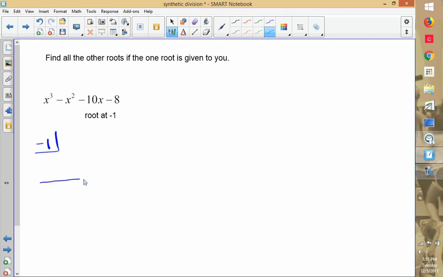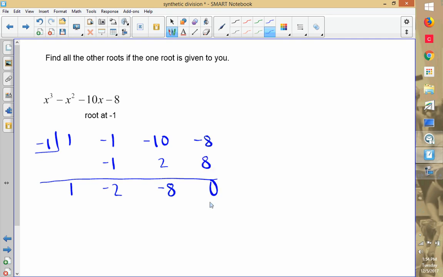We would have negative 1. We bring down our coefficients. And it's nice because I actually know this one should work out because I'm telling you, you have a root at negative 1. So you should be getting 0 over here. If not, you've done something wrong. So 1 times negative 1 is negative 1. Add negative 1 and negative 1, we're getting negative 2. Negative 2 times negative 1 is positive 2. Add negative 10 and 2, and you're going to get negative 8. Negative 8 times negative 1 is positive 8. So I did get the 0 that I needed.